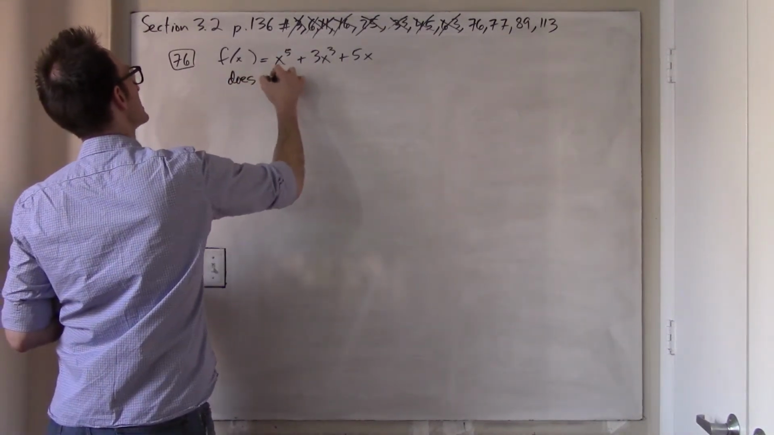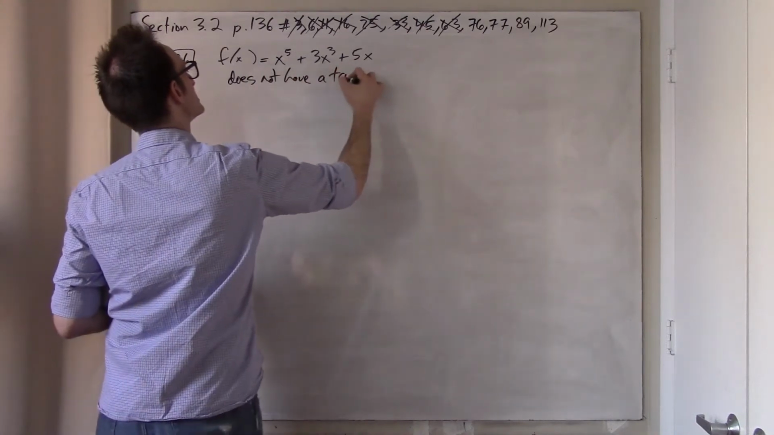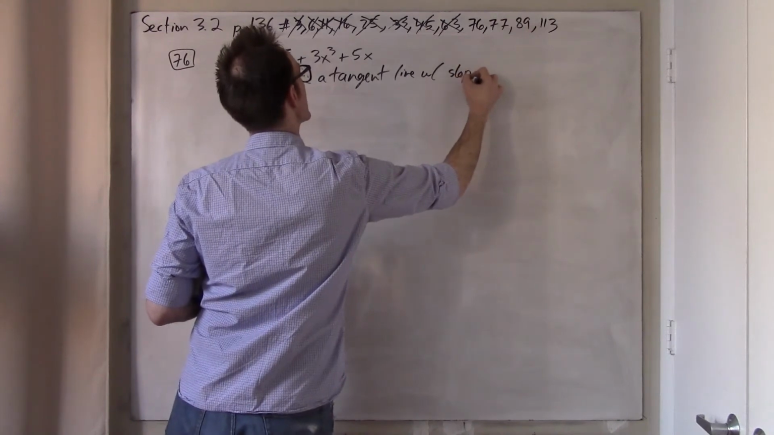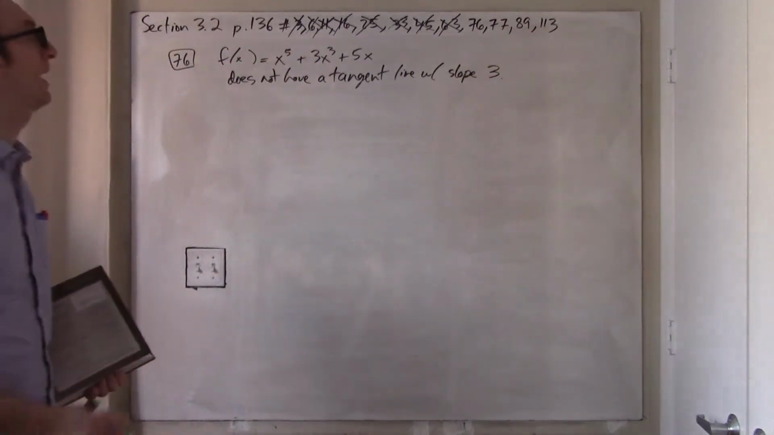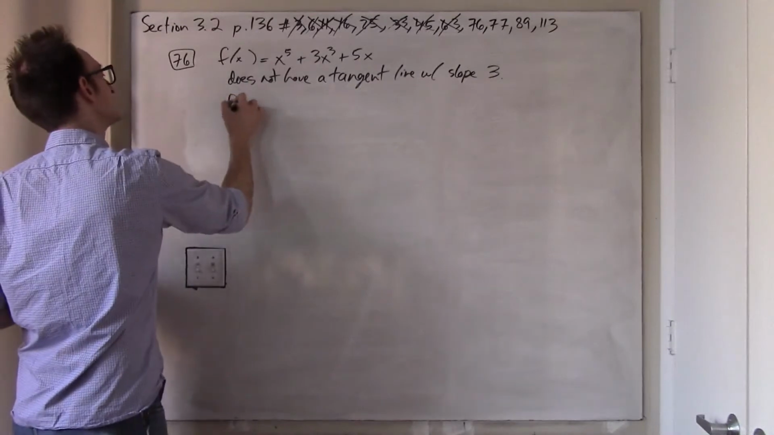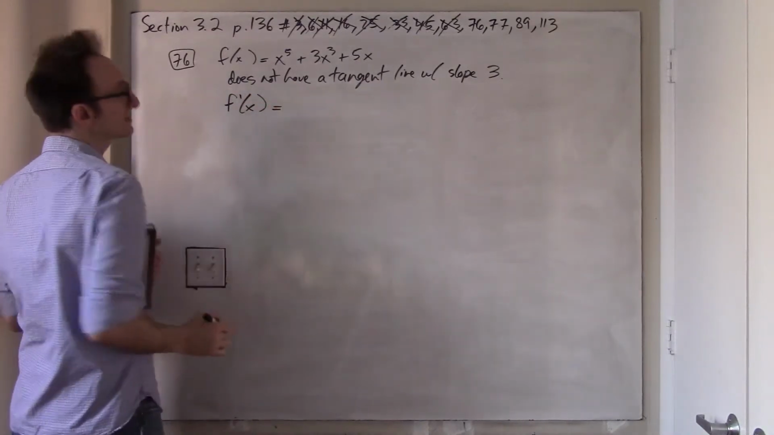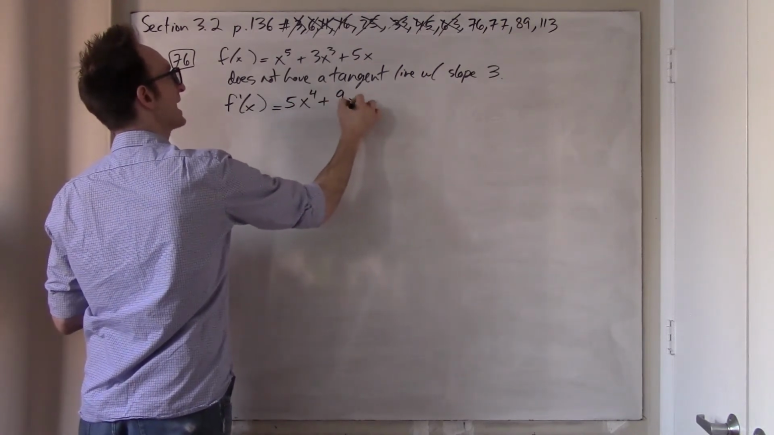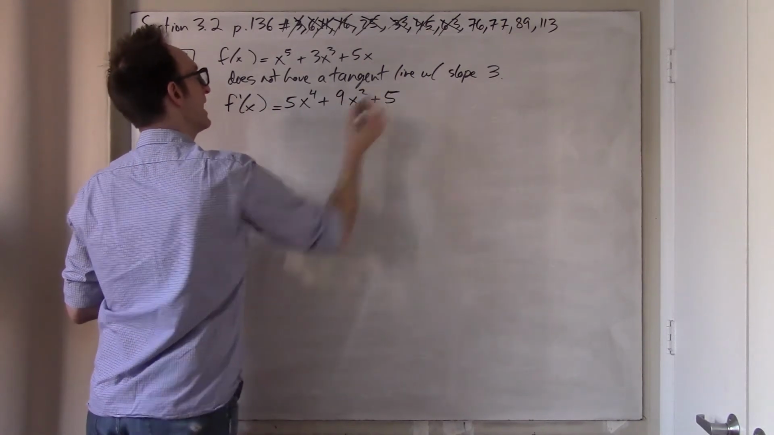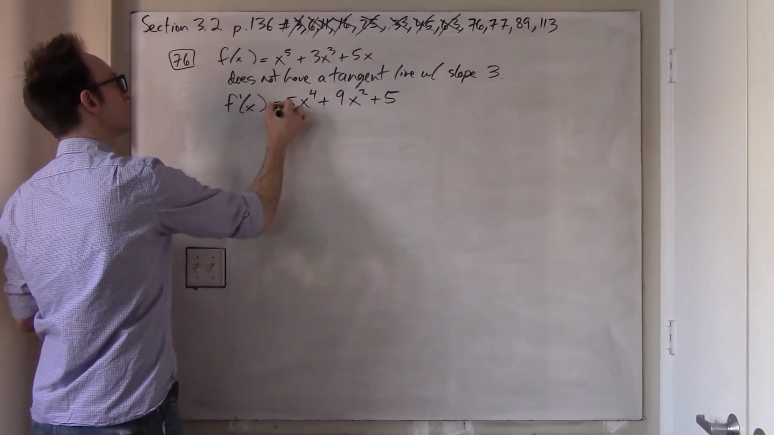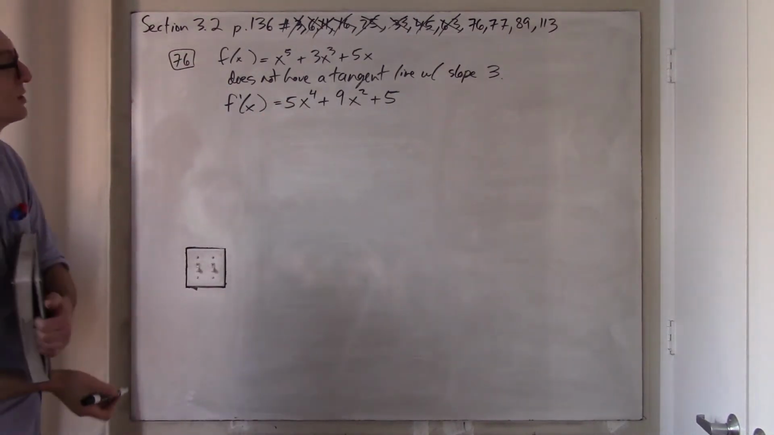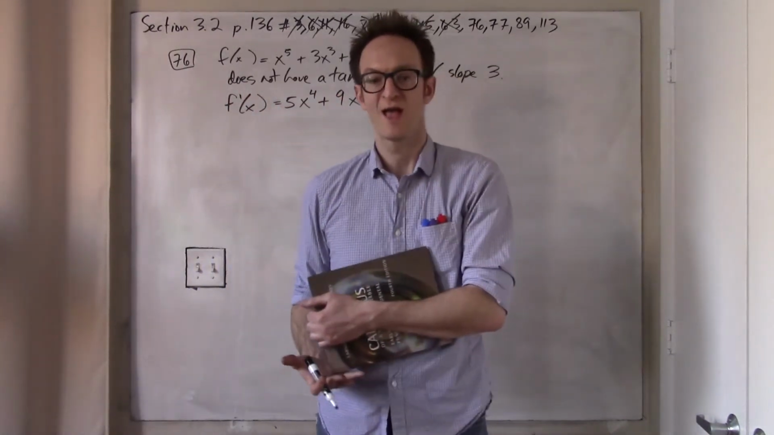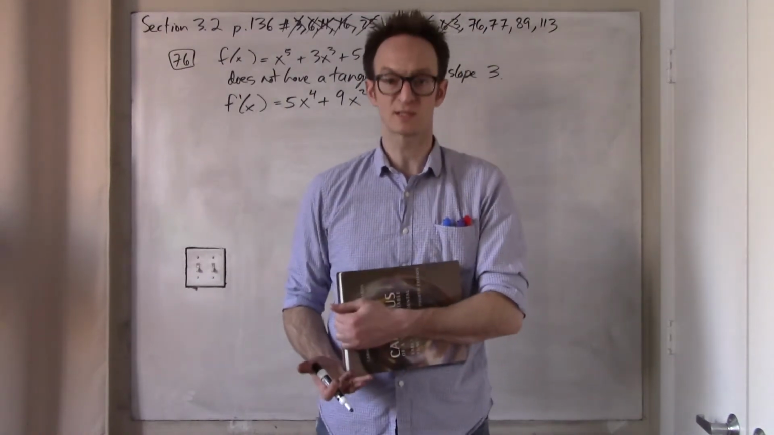Does not have a tangent line with slope 3. Okay, well, fortunately this is just a polynomial, and so I can differentiate this function in like a second. What is the derivative of this function? 5x to the 4th plus 9x squared plus 5. And the derivative is the function which outputs derivatives, and the derivative is the slope of the tangent line.